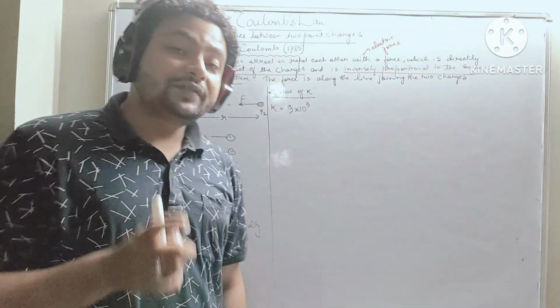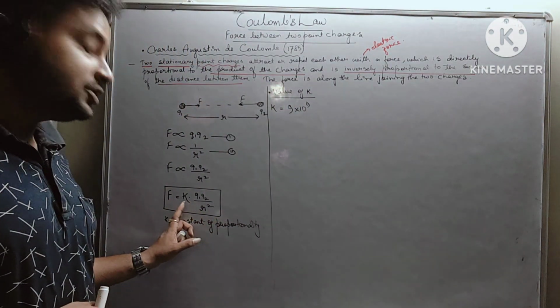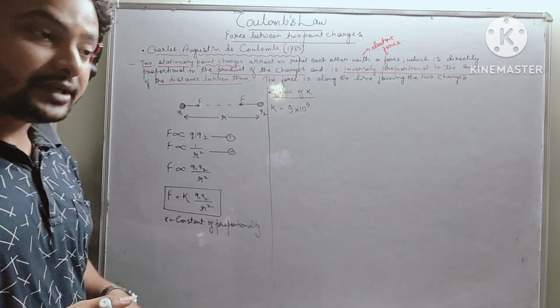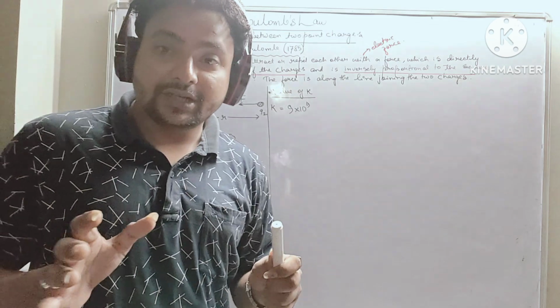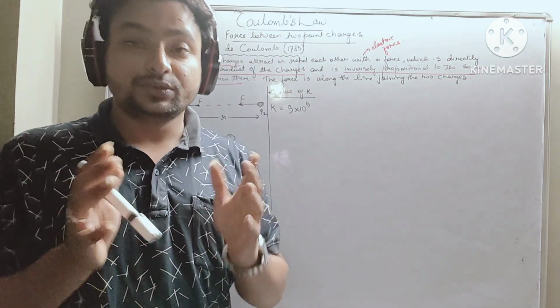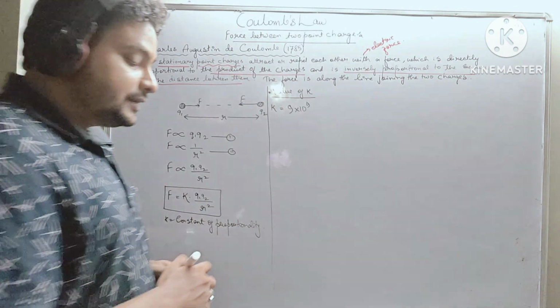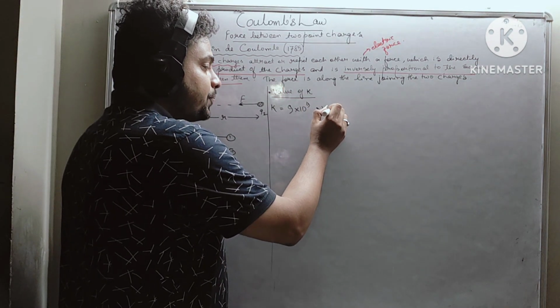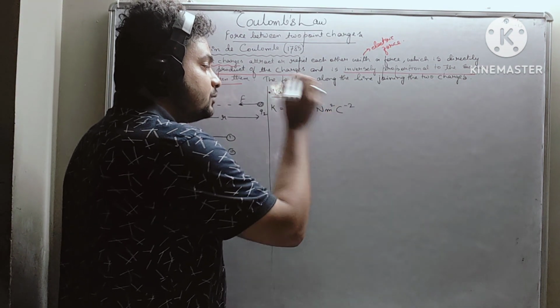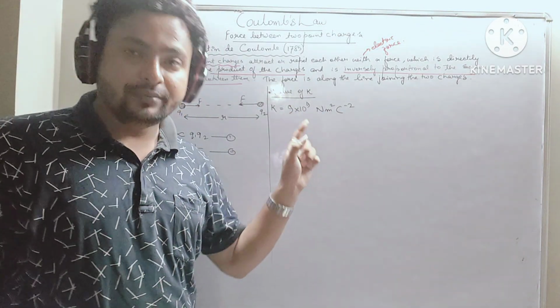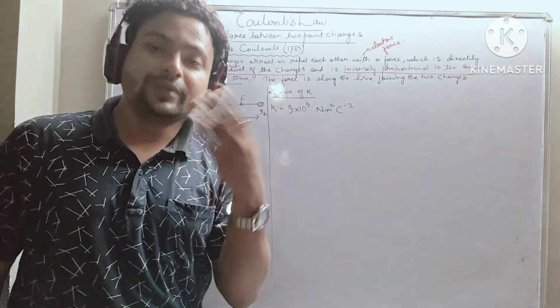We also have a unit for this one. This is a dimensional constant, please students keep it in mind. That means this constant is not dimensionless; it has a dimension, which means it has a unit. So the value of K is 9 into 10 to the power 9, and the unit is Newton meter square Coulomb to the power minus 2. Now how did I reach this unit? We will be coming to this one.